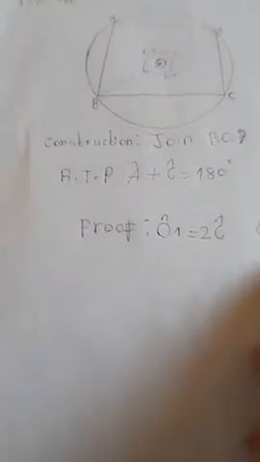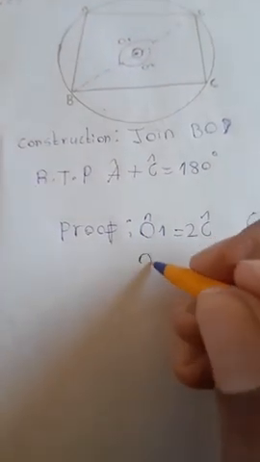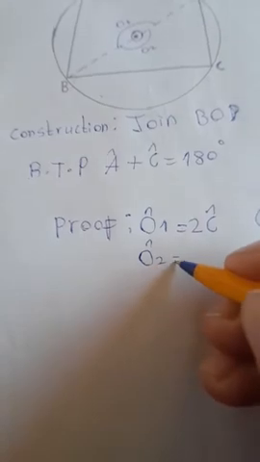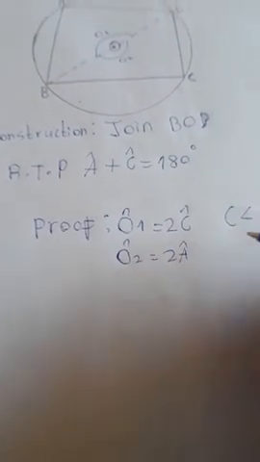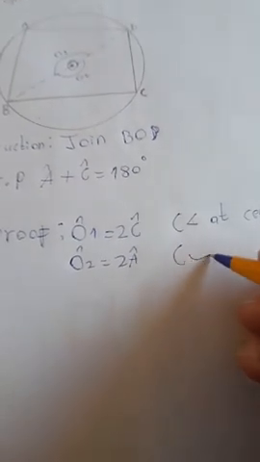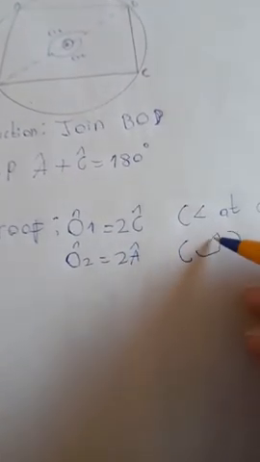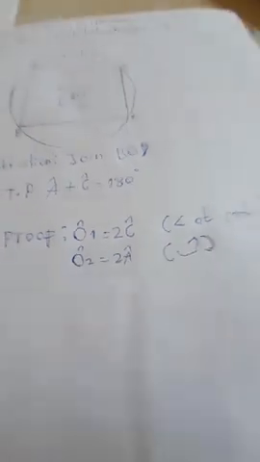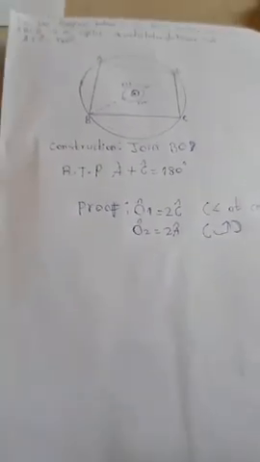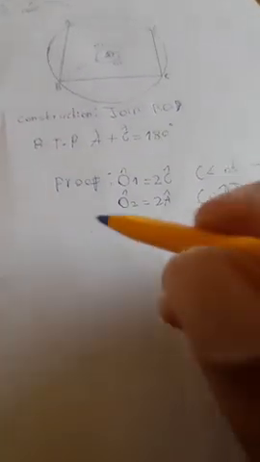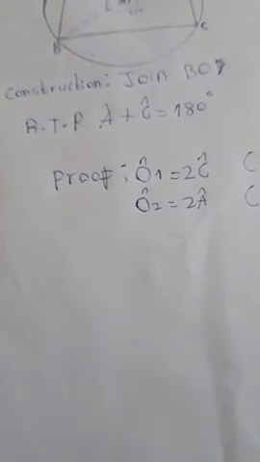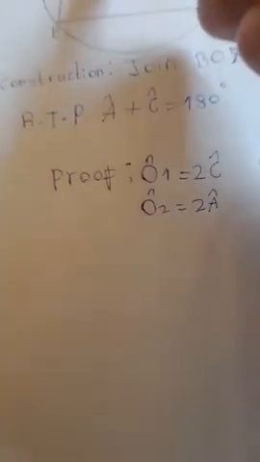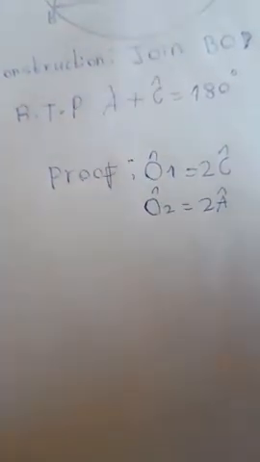Similarly, we can say angle O2 is equal to 2 times angle A, because of the same reason as this one here. And then, what are we trying to prove here? We are trying to prove that angle A plus angle C is 180 degrees.